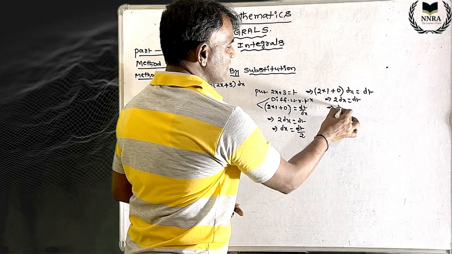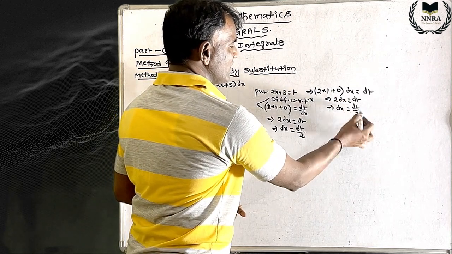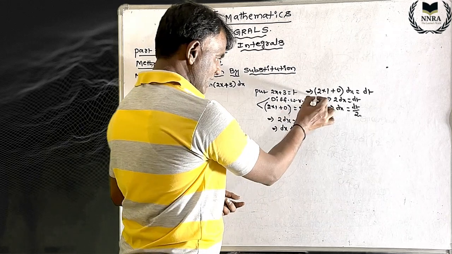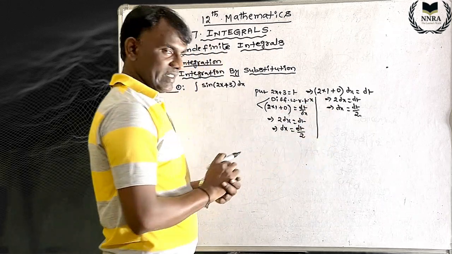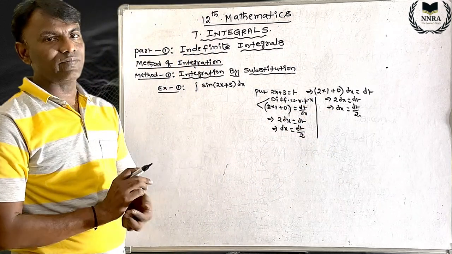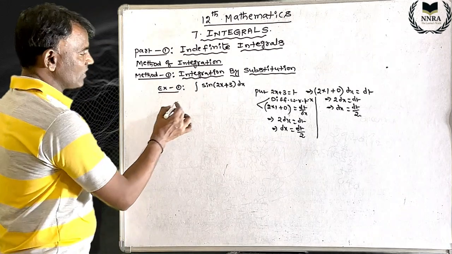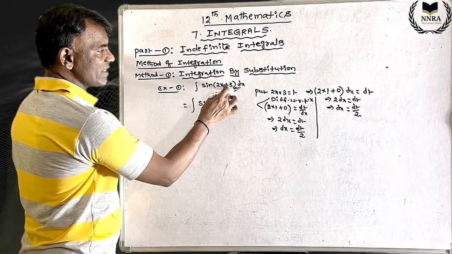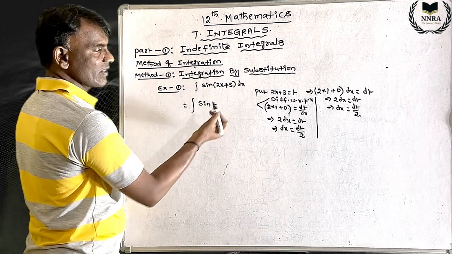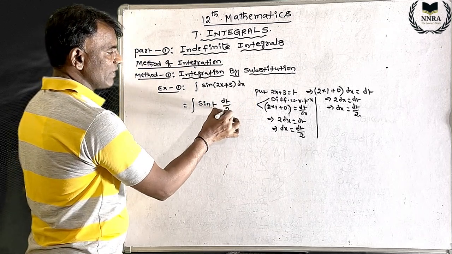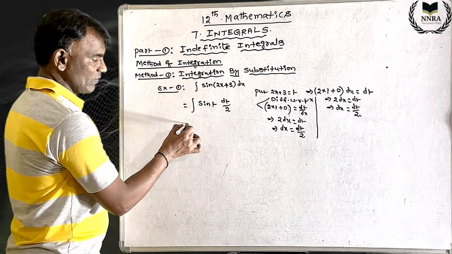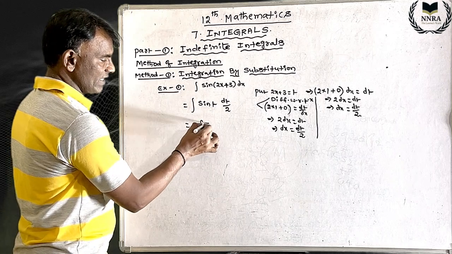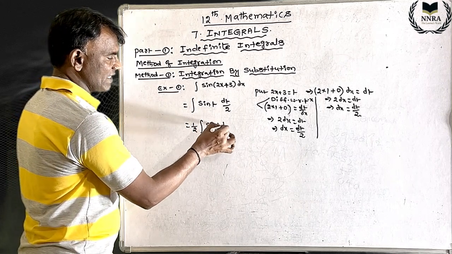Now what is the value of dx? That can be written as dt by 2. So either this method or that method, whichever is easiest for you, you can apply that one. Okay. And how to write this one? Integral sine of 2x plus 3, where 2x plus 3 is equal to t, and dx value is dt by 2. Now 1 by 2 is a constant, right, so take it outside. Then the remaining is integral sine t dt.